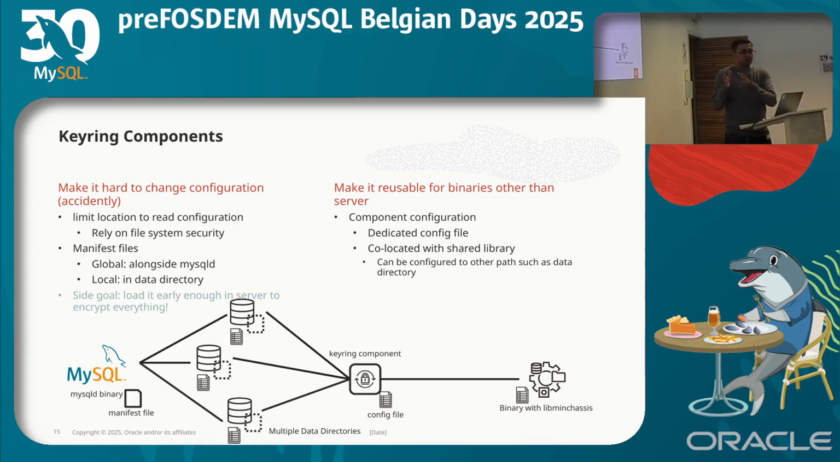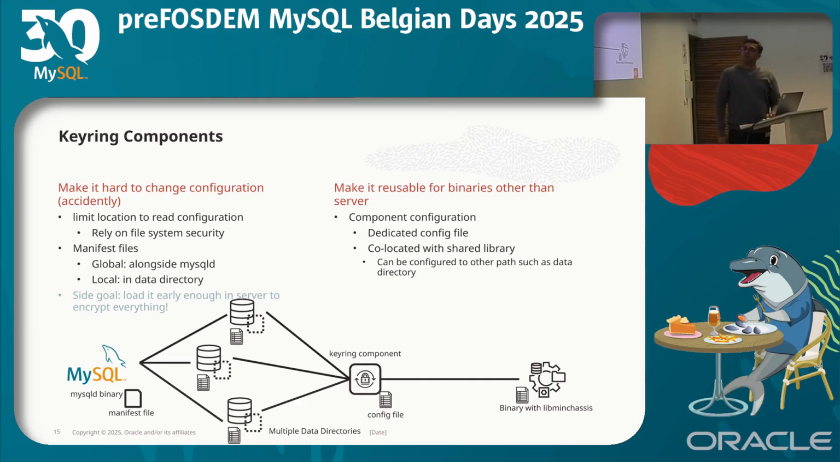We want to tie the security of keyring with the file system. So we basically make sure that an admin account which has access to the local host can only create certain changes in the keyring. The second criteria is make it reusable so that not only server, but any binary should be able to use it. It should be generic enough because it can be useful on the client side as well.